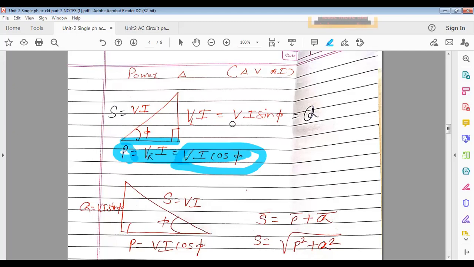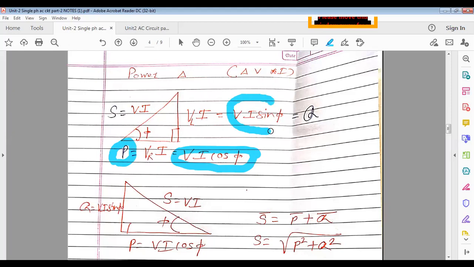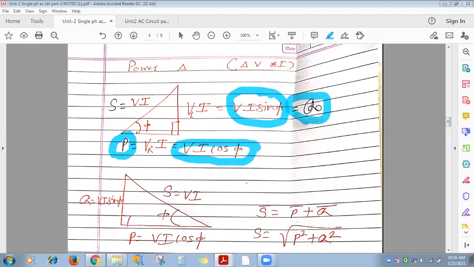What are we getting along this? VI sin phi. And what are we getting along this? VI. So these are the power triangle. Now, this VI cos phi is called active power, denoted by capital P. This VI sin phi is called reactive power, and it is denoted by capital Q. And VI is called apparent power, and it is denoted by capital S.